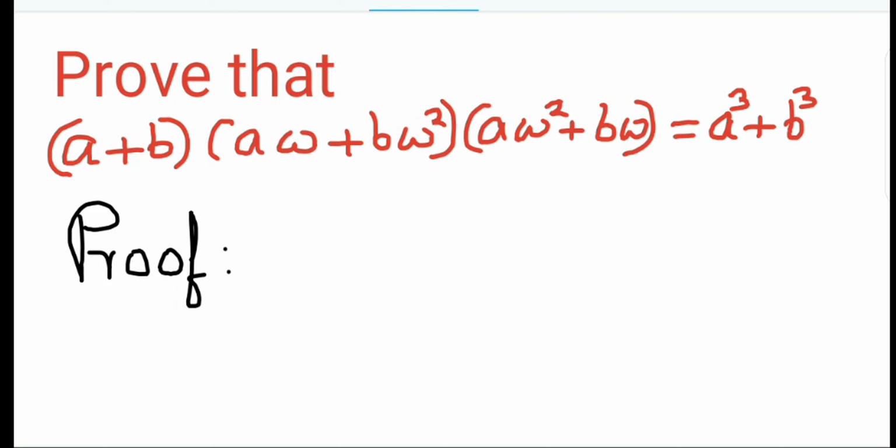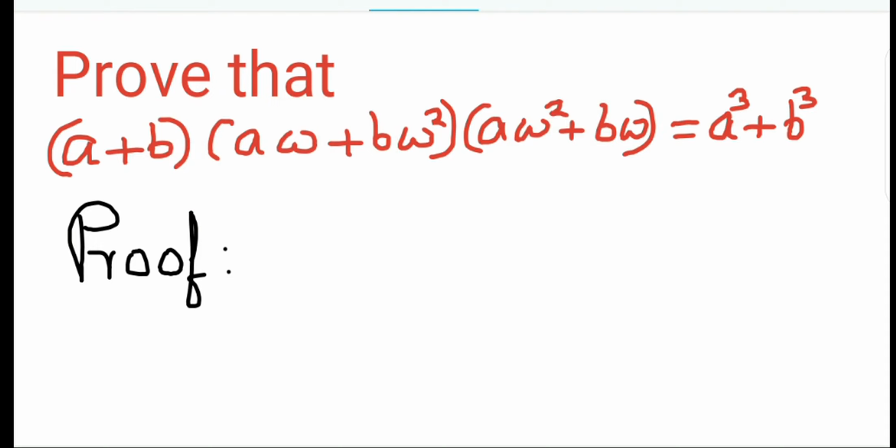Let us prove the identity (a plus b)(a omega plus b omega square)(a omega square plus b omega) equal to a cube plus b cube. So we want to prove this identity where omega is the complex cube root of unity.